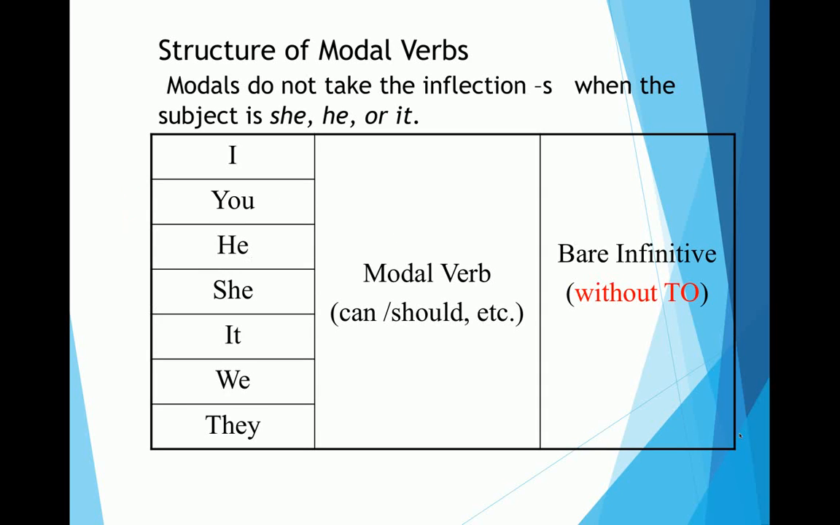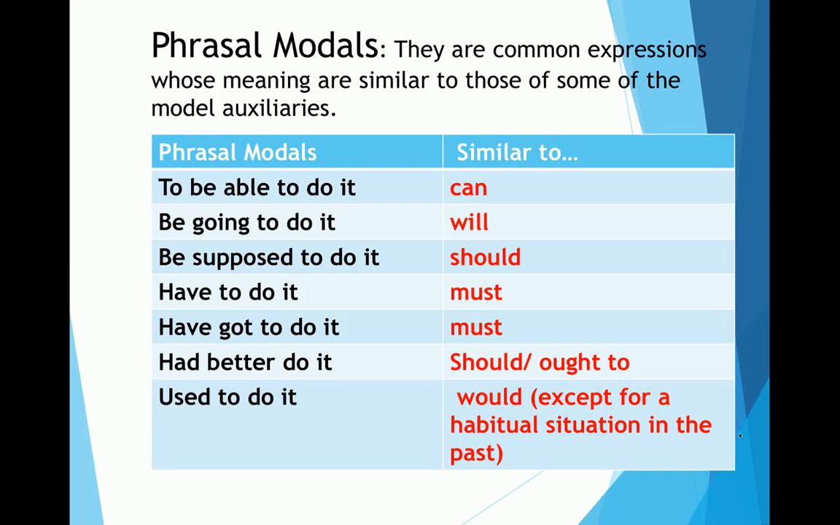Let's see the structure of modal verbs. Modals do not have the inflection S when the subject is she, he, or it. That is confusing for foreigners because they're so accustomed to changing that in every verb, and then when they come across a modal verb, they don't understand why. Those are special verbs. So, for he, she, and it, you have to say can, should, etc. with bare infinitive.